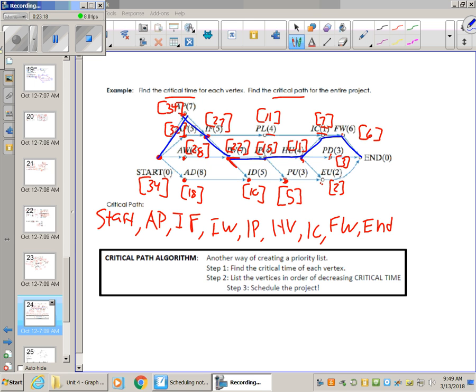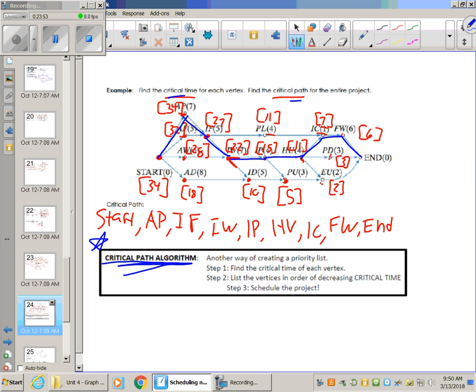Okay, so let's combine this with what we did for warm-up, what we did in the last lesson. We talked about priority lists and assigning these to our processors, and how we could have so many different priority lists, and how it always could give you different project minimum times. But we can use critical times and critical paths in order to create the perfect priority list. That gives us always the project minimum time. And that's using the critical path algorithm, which is what we're going to end with.